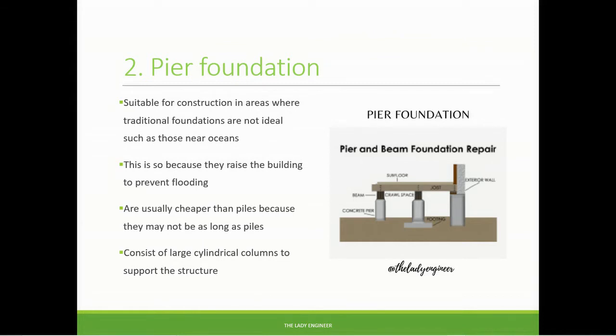The pier foundation is usually cheaper than piles because they may not be as long as the pile columns, as shown in the picture. This type of foundation consists mainly of large cylindrical columns to support the structure.